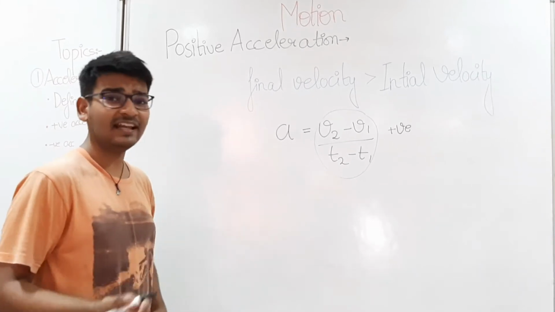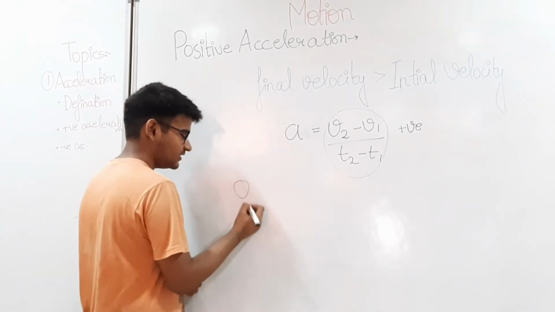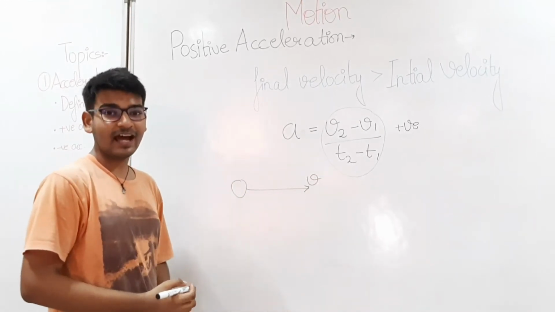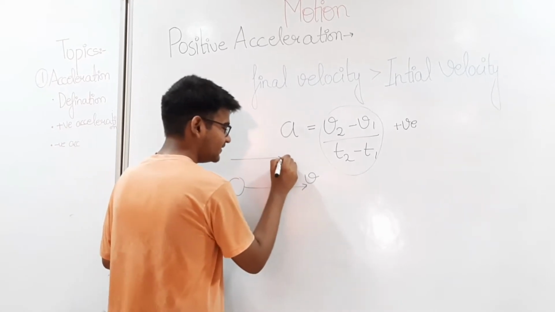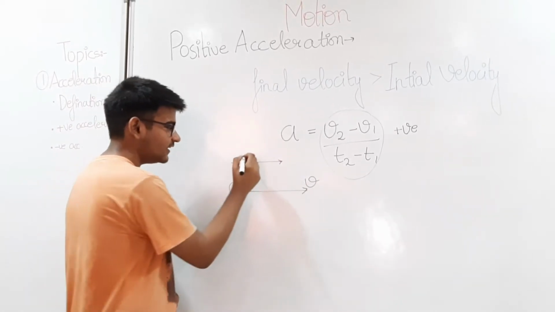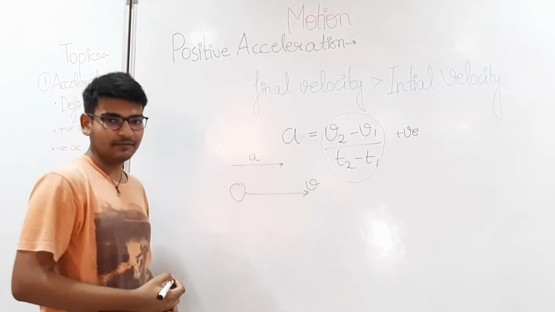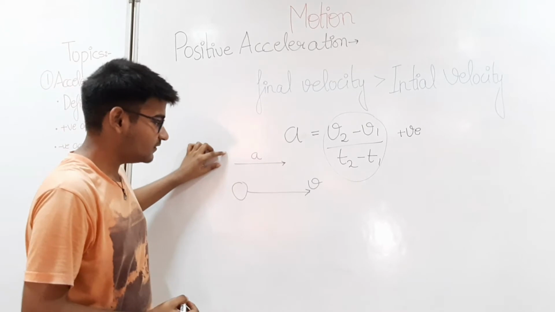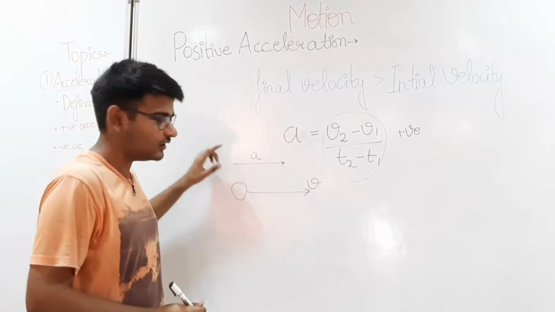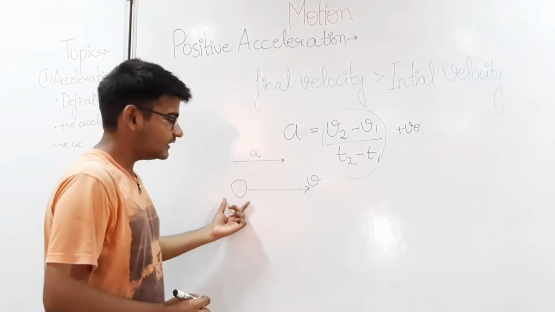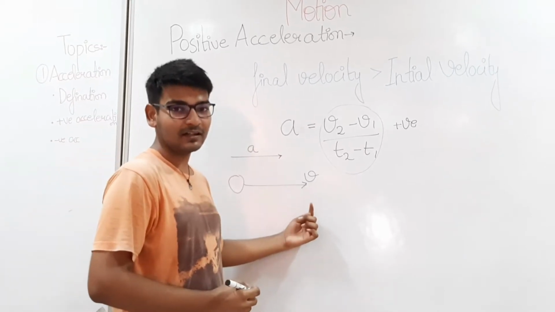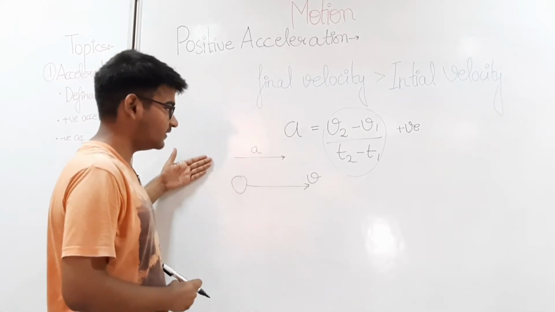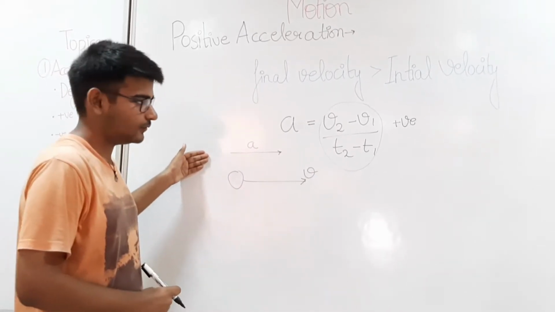In other words, if we have an object that is moving in this direction with a velocity v, and we apply a force in the same direction to provide an acceleration of a, then since the force is in the same direction, the final velocity will obviously come out to be greater than the initial velocity. So in this case the acceleration will be positive.